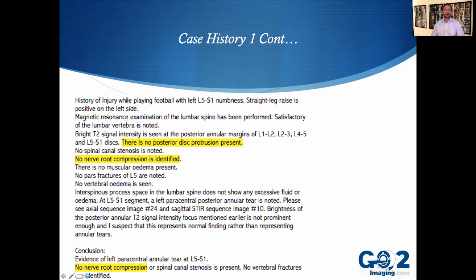worry about anything else. But what it clearly shows from this particular consultant radiologist is that there is no posterior disc present, okay? Which basically means there's no disc lesion, it's not leaking, there's no disc compression of the nerve. And you can clearly see on the second line that there is no nerve root compression identified. So the overall conclusion was that there was a mild tear in the annulus, which is the casing of the disc, but there was no nerve root compression.